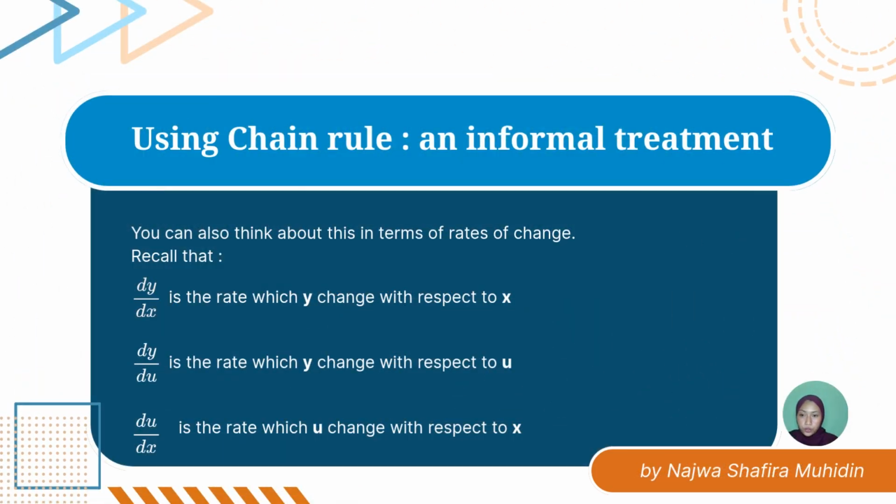Alright, now we are going to talk about the chain rule, but in a more intuitive or informal way. That's why it's called an informal treatment. You can think of the chain rule in terms of rates of change. Let's recall a few things.